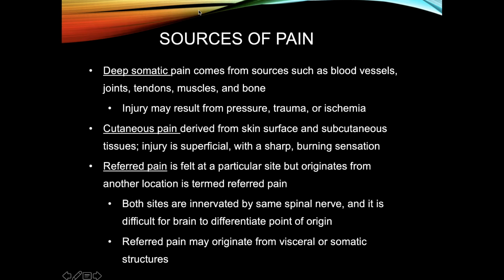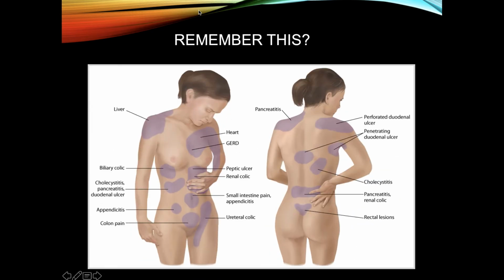Referred pain is felt at a particular site but originates from another location, and we talked about this in the abdominal presentation. Both sites are innervated by the same spinal nerve, so it's difficult for the brain to differentiate the point of origin. And the referred pain can originate from visceral or somatic structures. So we have this picture here that we had in your abdominal lecture as well, where you can see the different sites for referred pain.